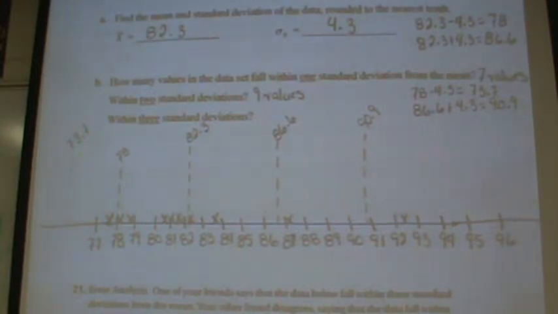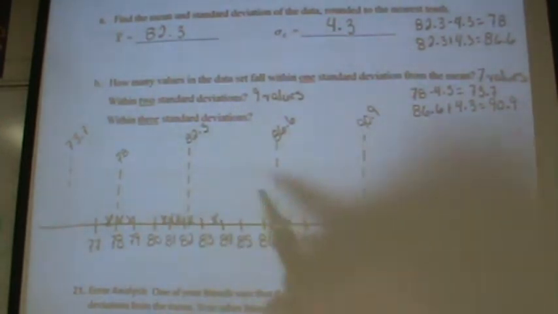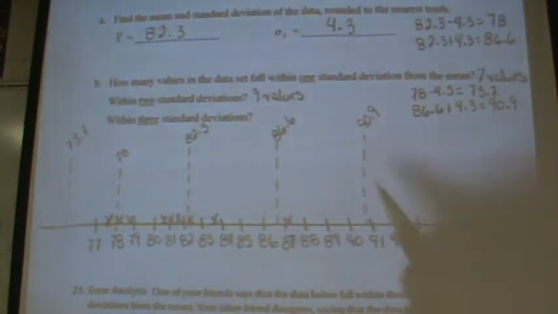And then within 3 standard deviations, we still have 1 point that's not in our first 2 deviations, so this one might get included in the third. So let's find the third first before we say that. So we have 73.7 and we subtract 4.3. That gives us 69.4. And then 90.9 plus 4.3 gives us 95.2.